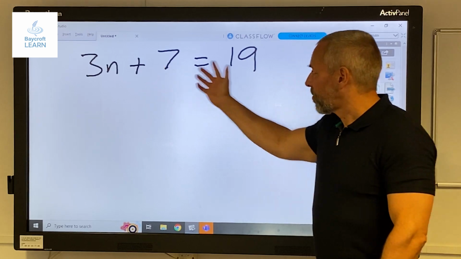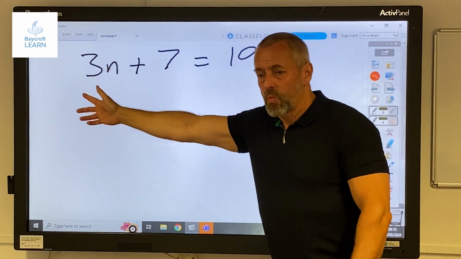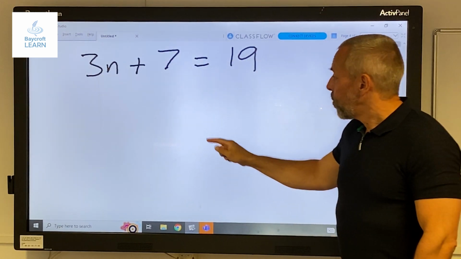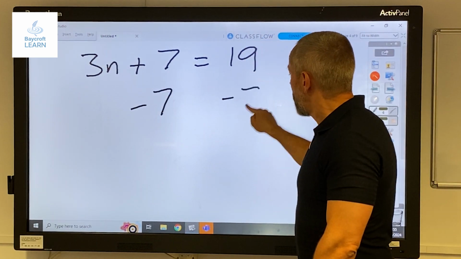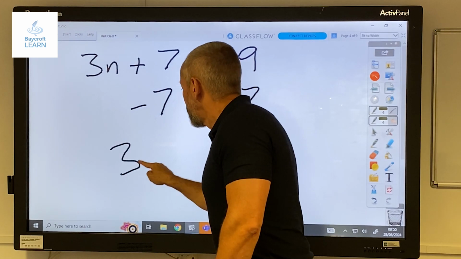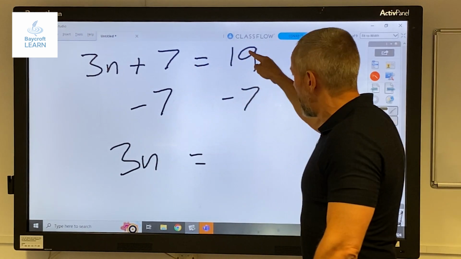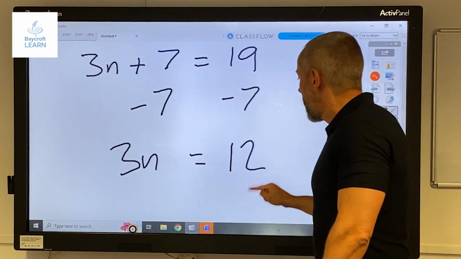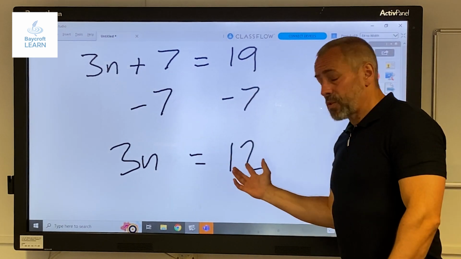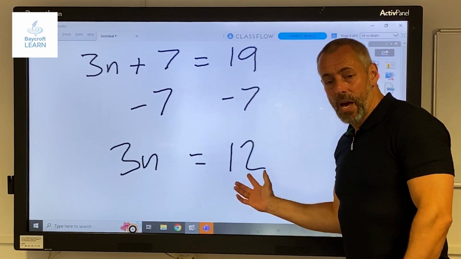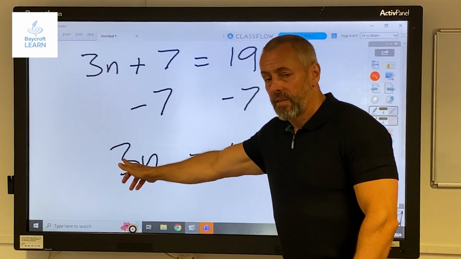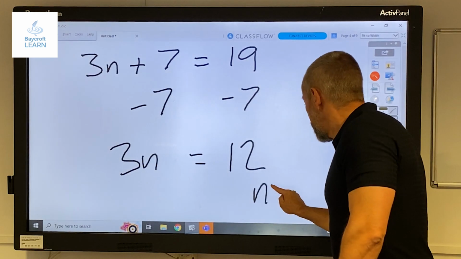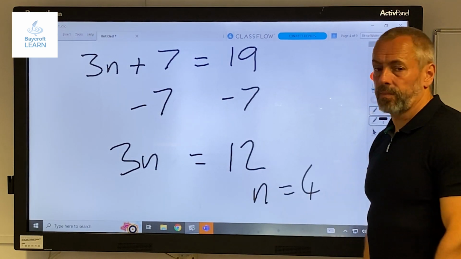3 lots of n plus 7. We want letters on one side, numbers on the other. What do we have to get rid of? This 7. Which means we get rid of 7 on this side. So then we end up with 3n equals 19 take away 7 is going to give us 12. 3 lots of n gives us 12, so we're going to use our inverse. We're going to divide. 12 divided by 3 means that n equals 4. Okay?